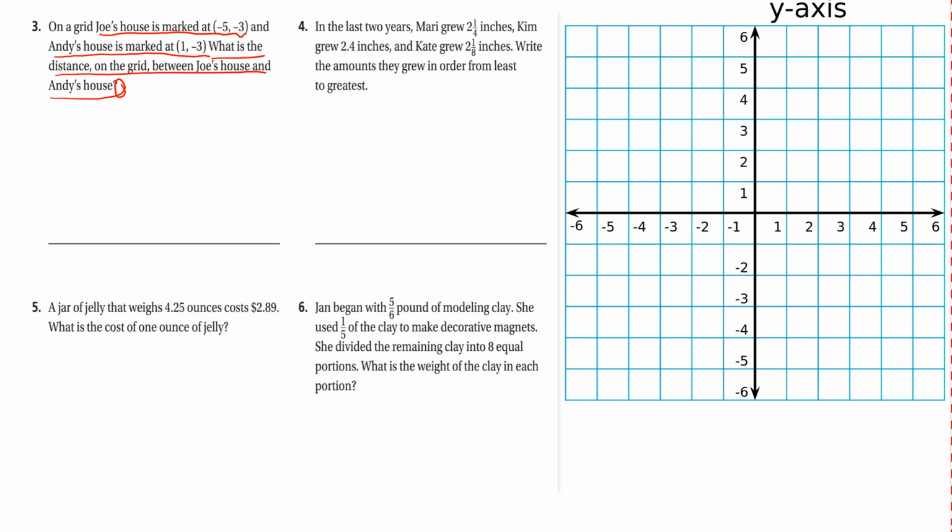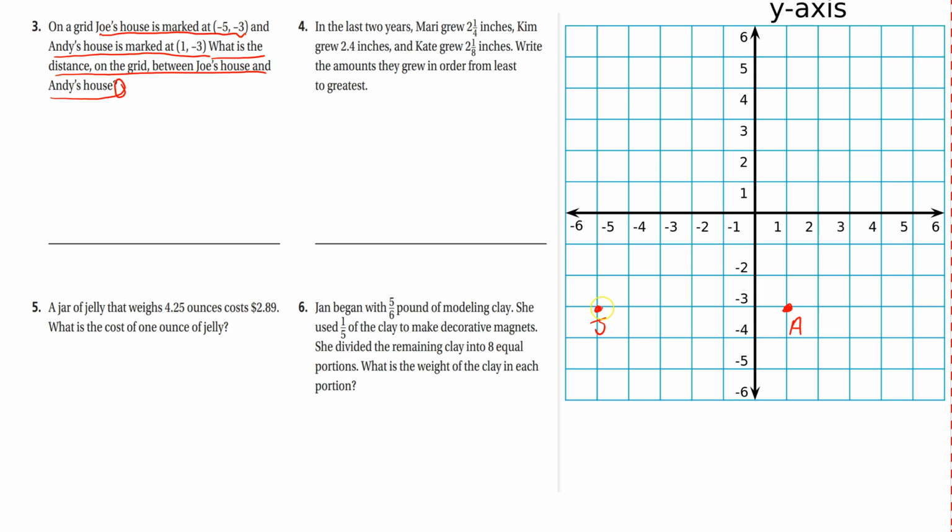So let's do it. Joe's house, -5, -3. We always go on the x-axis first, -5. So I go over 5 to the left, and -3 is down 3. So there's Joe's house. I'll label it with a J for Joe. Good to go, Joe. All right, Andy's house. Go +1, so that's to the right 1, and down 3. There's Andy's house. I'm going to label it with an A for Andy. Awesome, Andy.